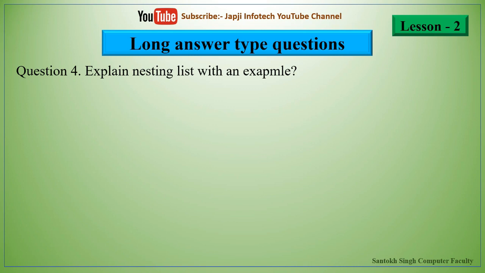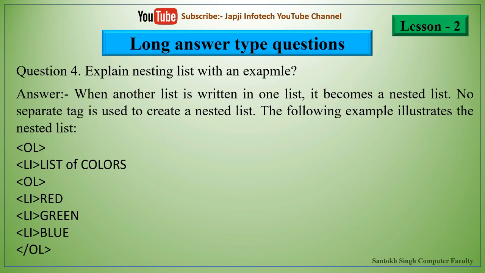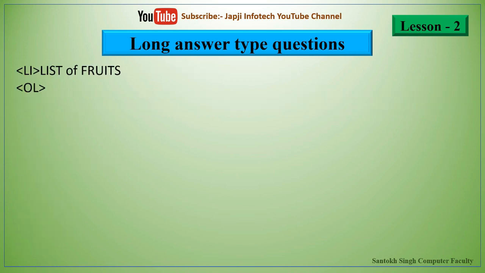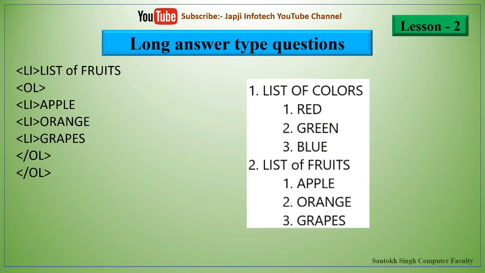So next question is explain nesting list with an example. So when another list is written in one list, it becomes a nested list. No separate tag is used to create a nested list. The following example illustrates the nested list. So as you see below, this is the output of the example mentioned.